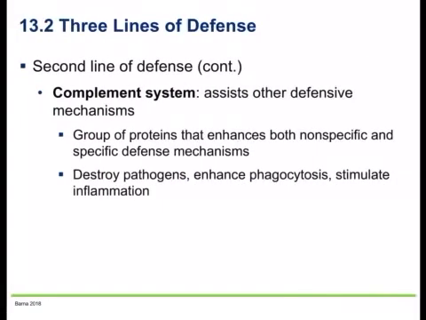Another part of the second line of defense is the complement. These type of proteins are floating around in our plasma. They're normally inactive, but when a pathogen comes into play, they sort of activate. And they can also work with the adaptive system, so with antibodies, and they destroy pathogens. They enhance phagocytosis. Phago means to eat. Cyte means the cell. So that means eating the pathogens. And they can also stimulate inflammation. So they're kind of an intermediate between our B lymphocytes, which we'll talk about in a little bit, which produce antibodies.